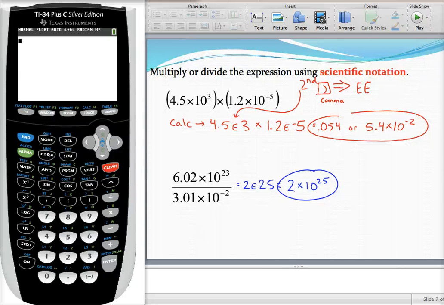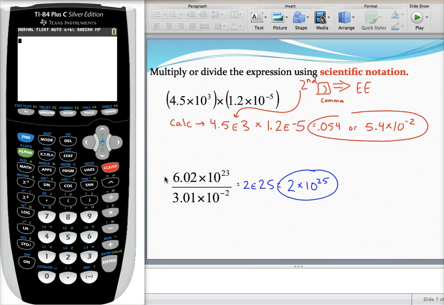I know you guys are familiar with scientific notation, but let me show you a shortcut way that you can use your graphing calculators to help multiplying and dividing and just working with scientific notation in general. So if you wanted to, you could type in 4.5 times 10 to the third. Otherwise, there's a button on your calculator. It's the EE button. It's located right there above the comma, so press second comma to access it.